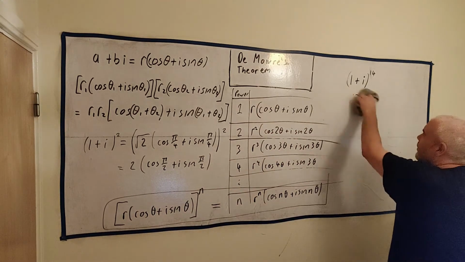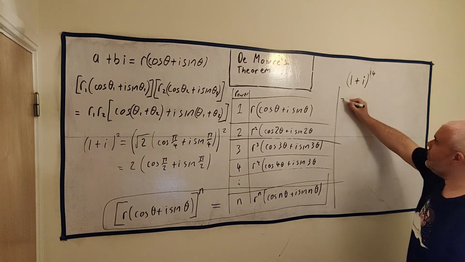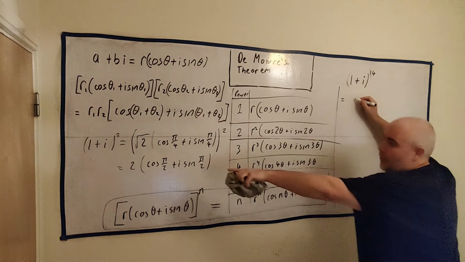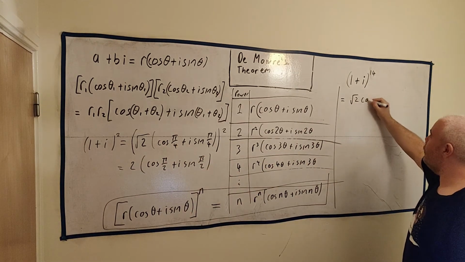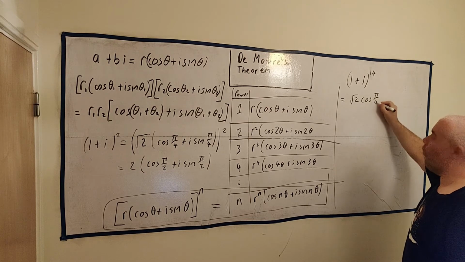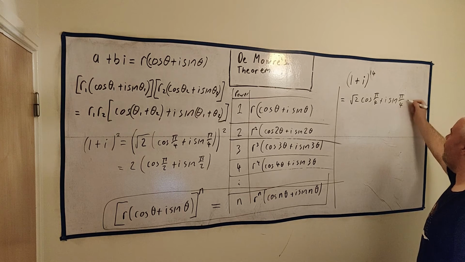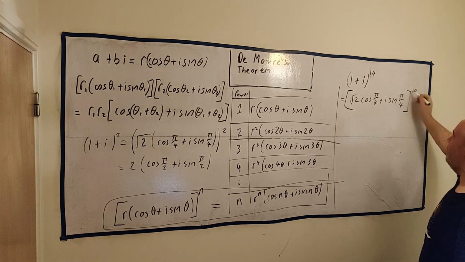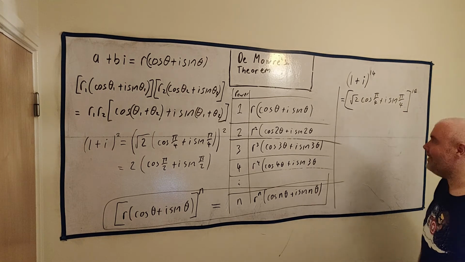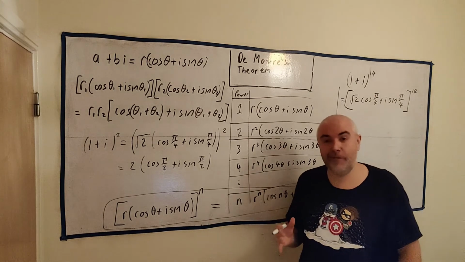So let me rub out the answer. Hopefully we'll find it again. And this guy is equal to, if we put it into this form here, square root 2 cosine pi over 4 plus i sine pi over 4. I realize this is probably getting a bit small for people. To the power of 14. That is the same as that. It's identical.